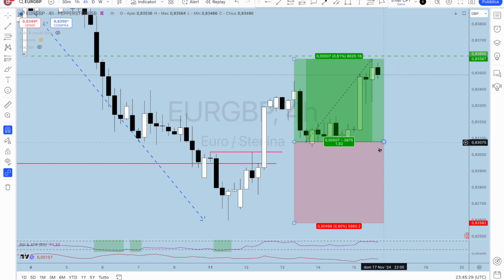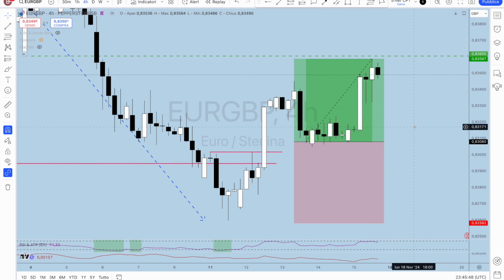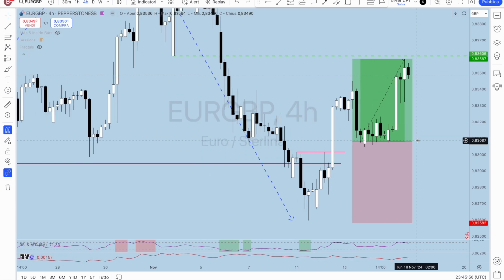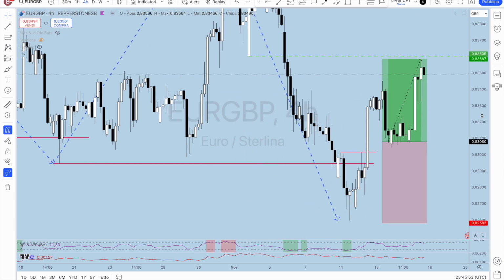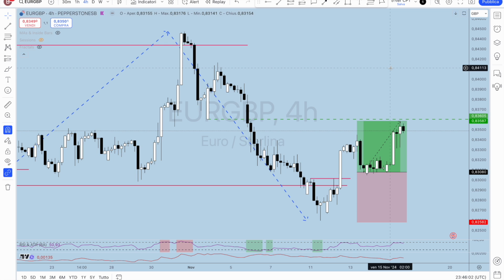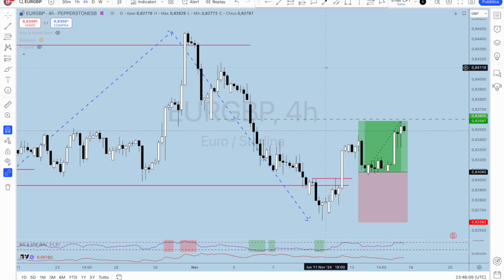So I did enter a bit late. I think I entered right here. That was during the night. I woke up on this candle, the 6 o'clock candle, set up my orders and pretty much entered, and price went to the target. So pretty pain-free trade, and this brings the result for the week to break even. So I had loss on euro dollar and win on euro GBP.